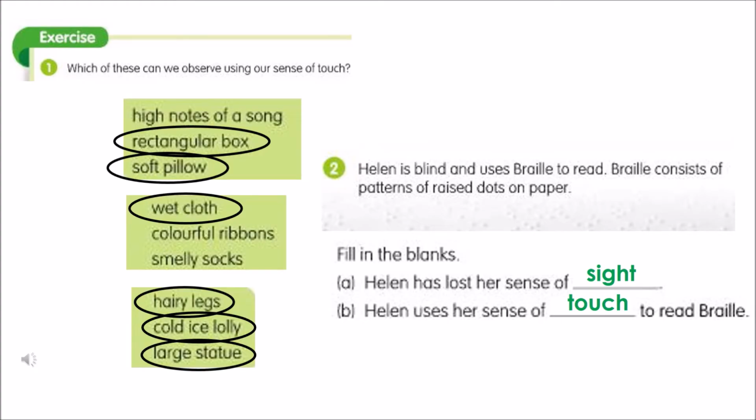Here we have the answers for 1. We have a rectangular box because we can feel the shape, soft pillow because we can feel the texture, wet cloth because we can feel if something is wet or dry, hairy legs, also a texture, cold ice lolly, we can feel temperature, and large statue because we can feel if something is big or small. And number 2, Helen has lost her sense of sight. Helen uses her sense of touch to read Braille.